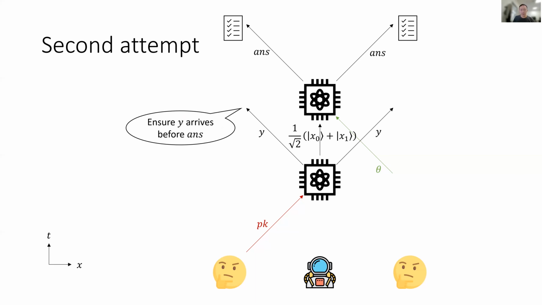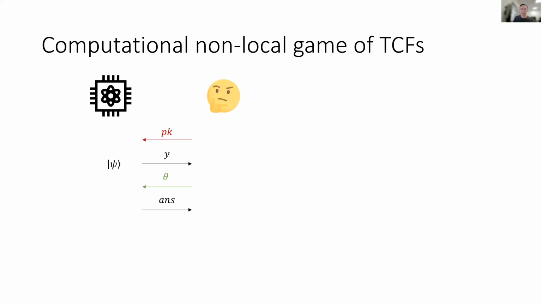So it turns out that this protocol actually can be proven secure. I'm not going to do the full proof for this talk. If you're interested, you can look at our paper. One of the main ingredients is what is called a computational non-local game of trapdoor claw-free functions. This could be understood as the following.